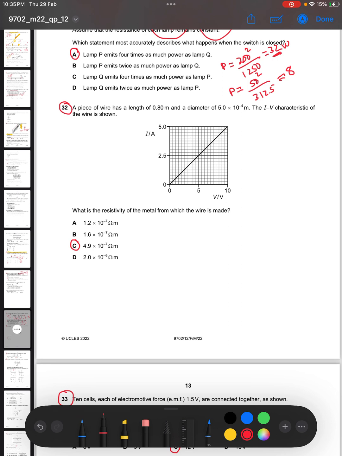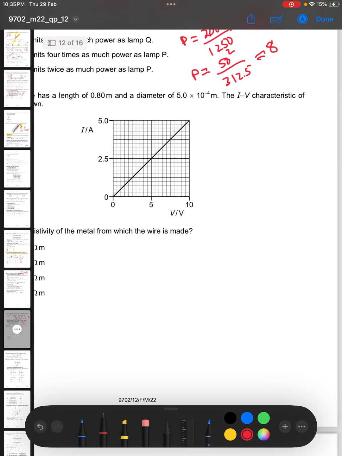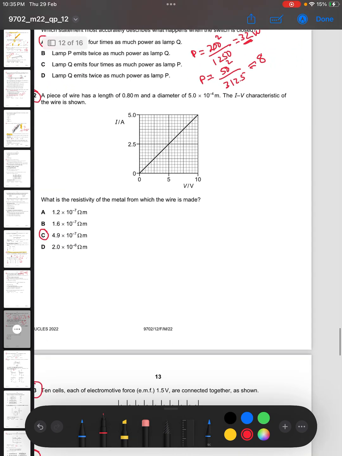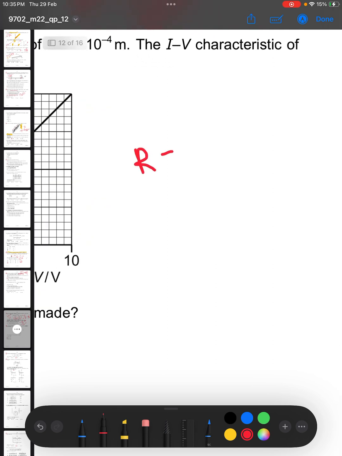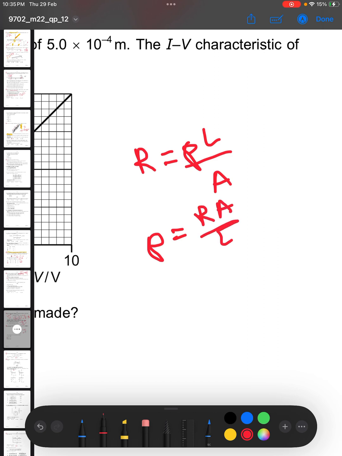What can we find from the IV characteristic? We can find the resistance of the wire. Why is the resistance needed? We are looking for resistivity. Resistance is equal to resistivity times length over area. So here, resistivity is resistance times area over length.